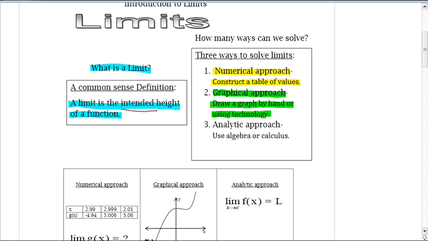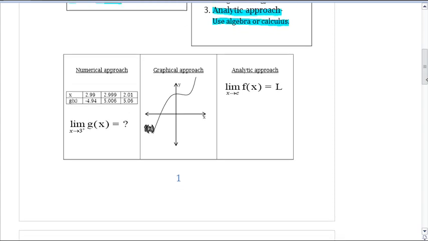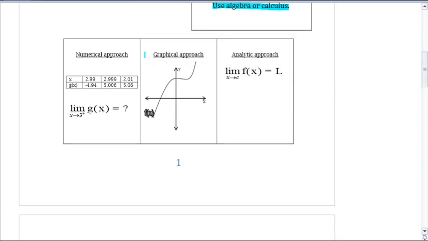And then the last one, analytic approach. I think you guys will like this one the best. It's using algebra or calculus to solve for the limit. So remember, all a limit is the intended height of a function. Don't let anyone else fool you. Very easy topic.